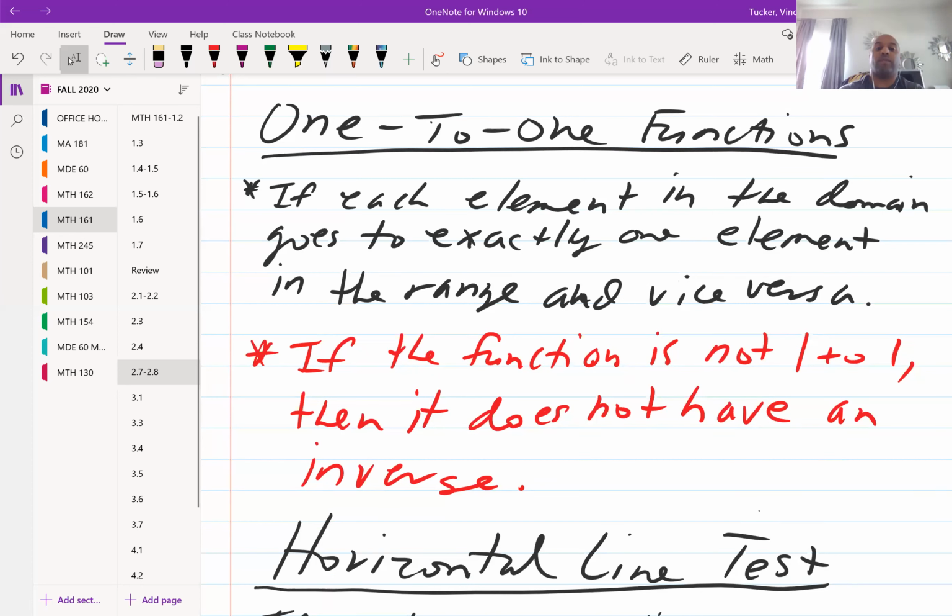All right, so if a function is not one-to-one, this is why it's important. If a function is not one-to-one, then it does not have an inverse. So that's why it's important to talk about one-to-one functions. If it's not one-to-one, it does not have an inverse.